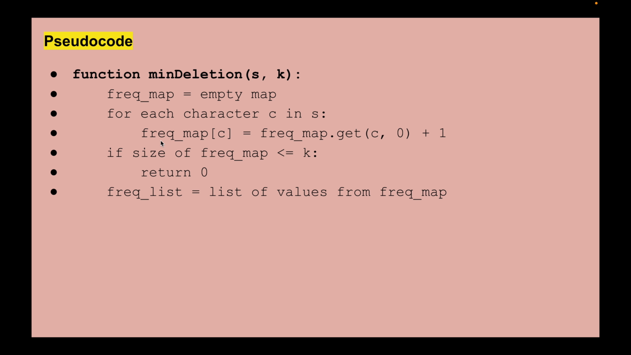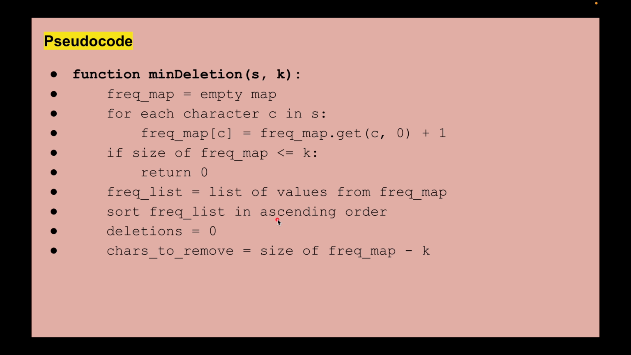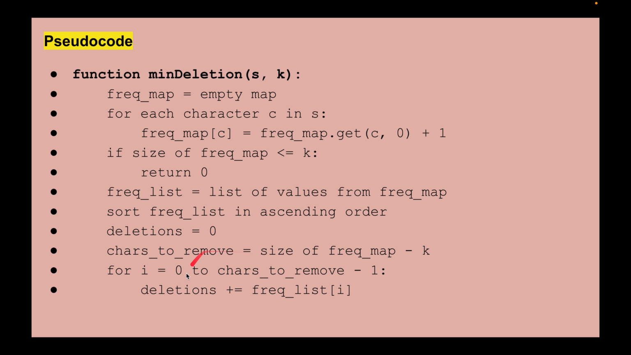Otherwise we'll create a frequency list. This comes from the map's values, meaning frequency map dot values, we'll get that. We sort the frequency list in ascending order, and then we take the deletions. We compute the size of the frequency map minus k, and that gives the characters to remove. Finally we make a for loop from 0 to characters to remove minus 1, and keep updating the deletions by plus equal to frequency at i. Finally we return deletions.